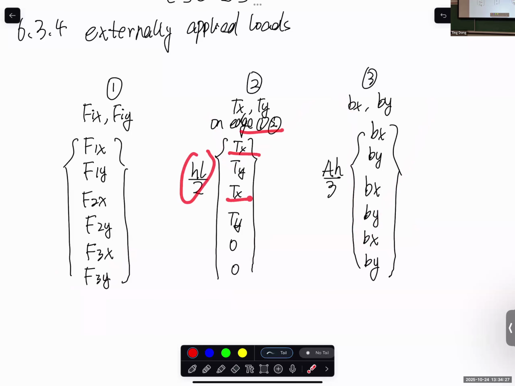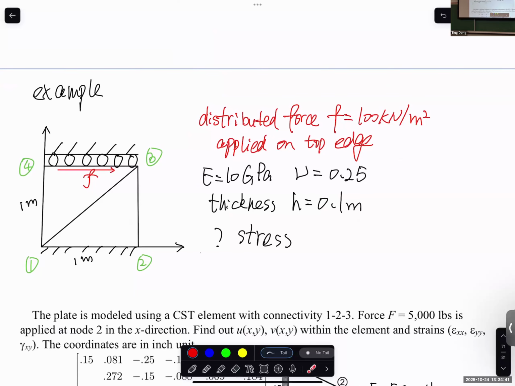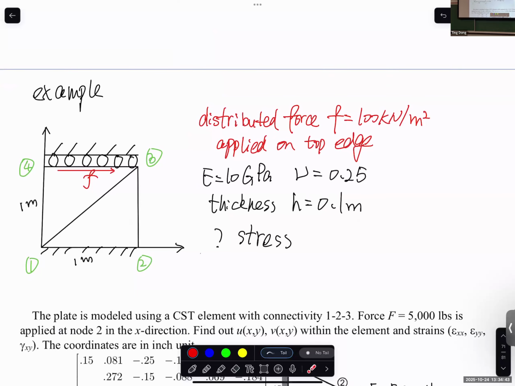Half goes to node 1, half to node 2, and in the y direction, half to 1, 2. If it's over the volume, divide by 3, and it goes to 3 nodes. Same thing for y. So actually, the work equivalent nodal force is simpler than in the beam chapter.